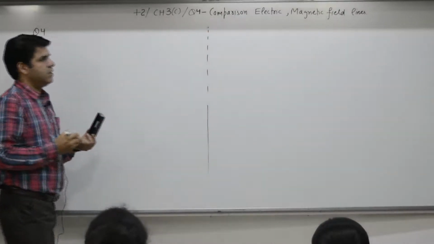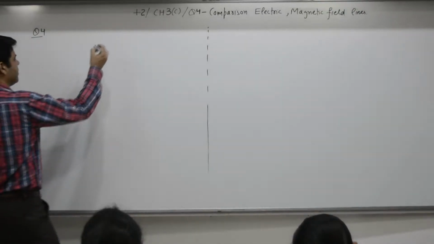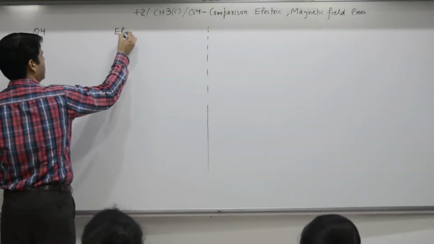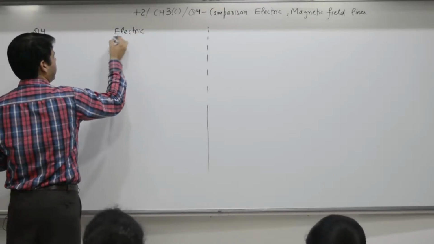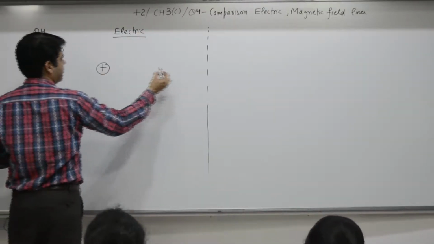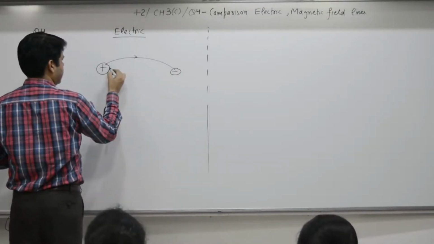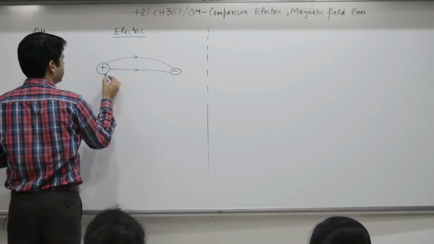You have to compare electric field lines and magnetic field lines. Point number 1. Electric field lines start from positive and end up at negative. So for electric, point number 1, they start from positive, end up at negative. Correct.